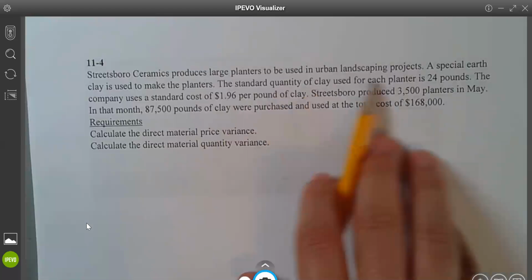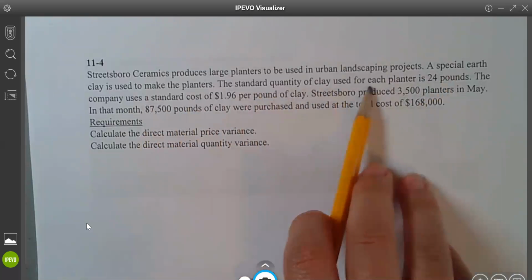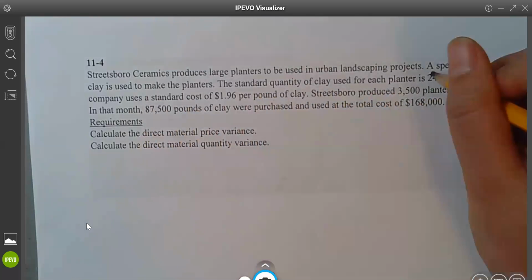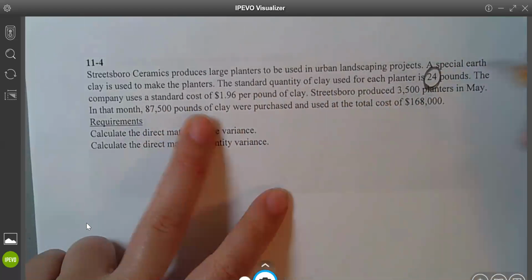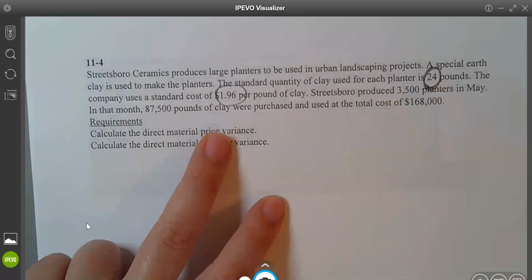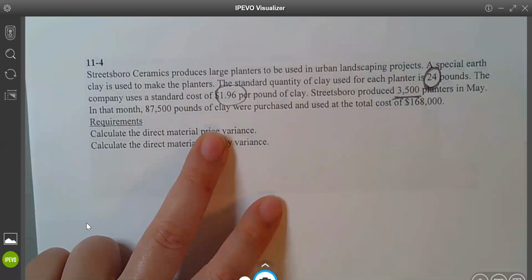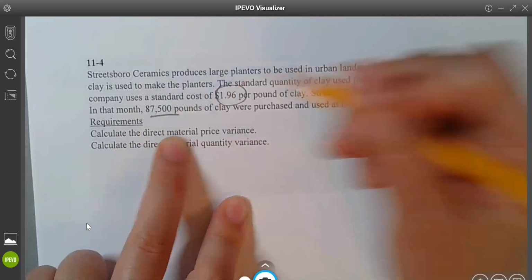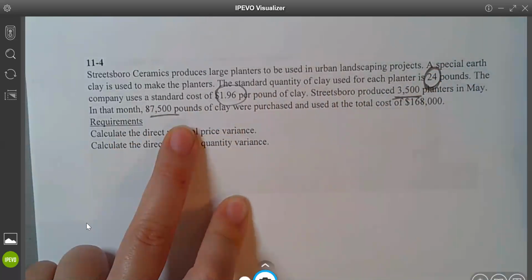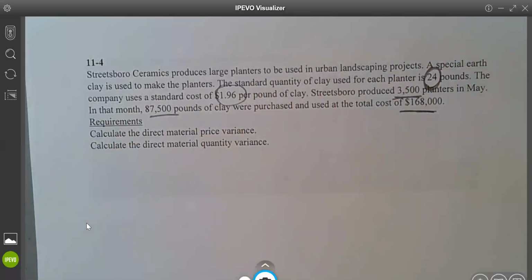Produce a lot of this, and then special earth is used to make this one. The standard of this for each planter is 24 pounds. So this is our standard, right? Use a standard cost. Standard cost is 1.96. You produced 3,500 planters. You used this direct material, and then the total cost is this much. So it's asking about direct material price variance and quantity variance.